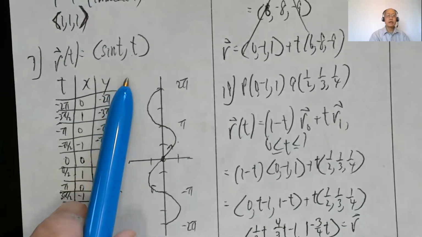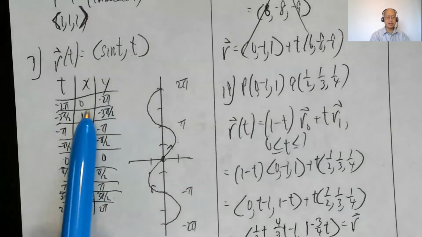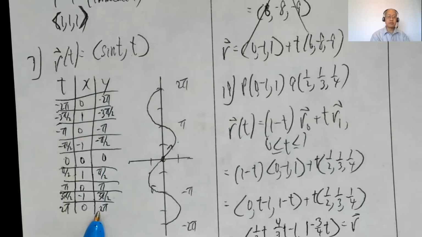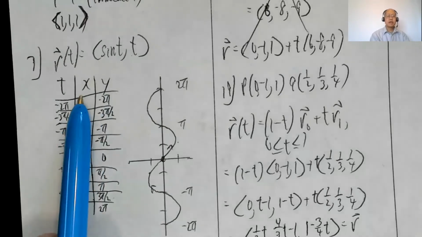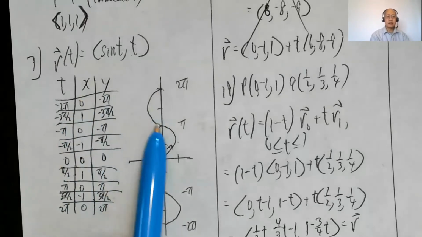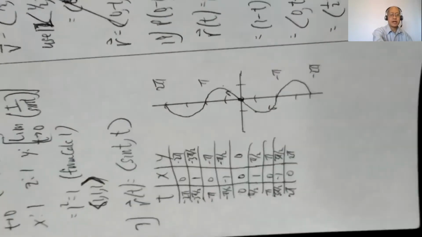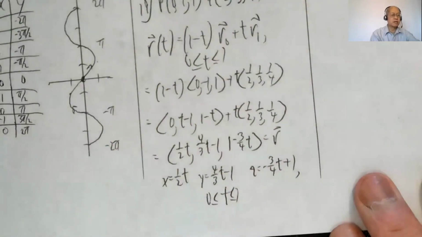And for y, the function is just t, so I just match it. -2 pi, -3 pi over 2, negative pi all the way down to 2 pi. It just matches. And then if you plot, you get a graph that looks sort of like this, which kind of looks like your sine curve, or I guess is negative sine, tilted 90 degrees. So that's what I have there.